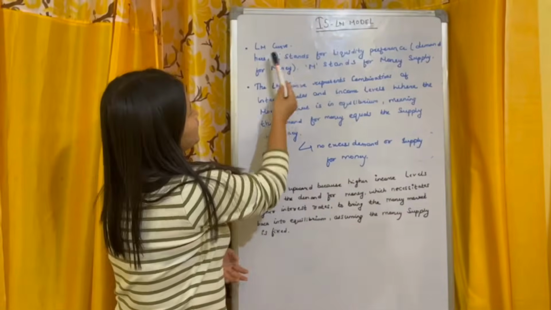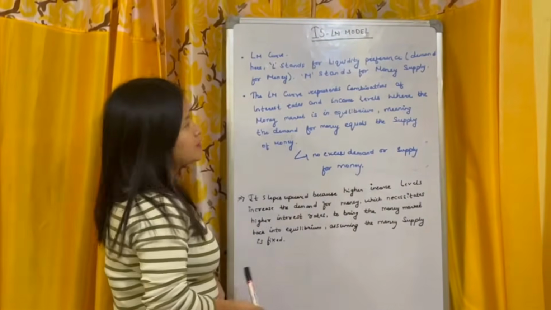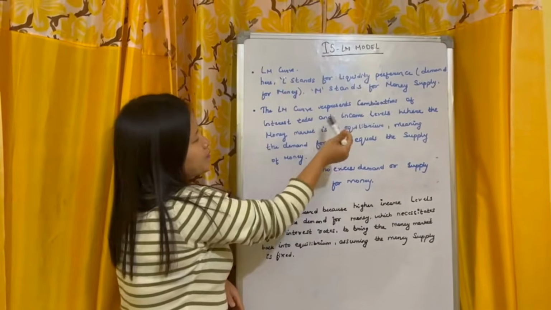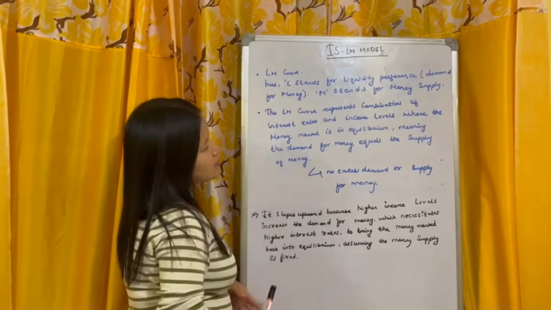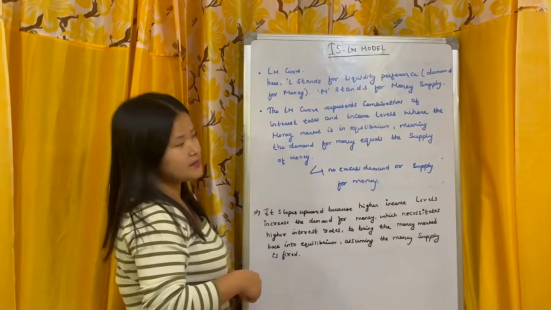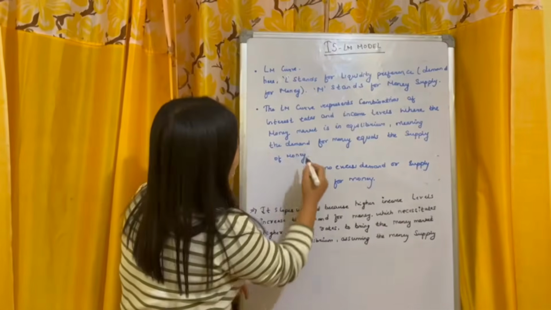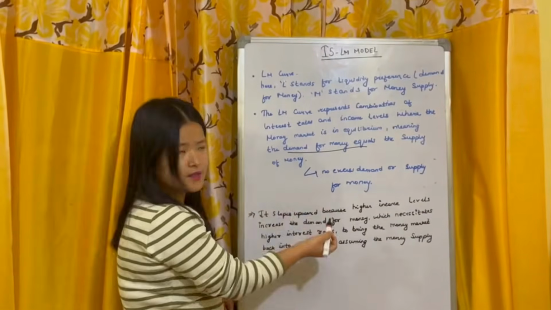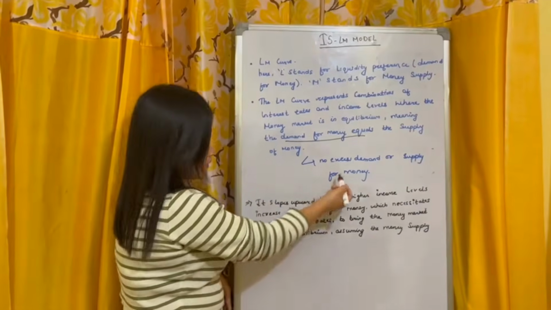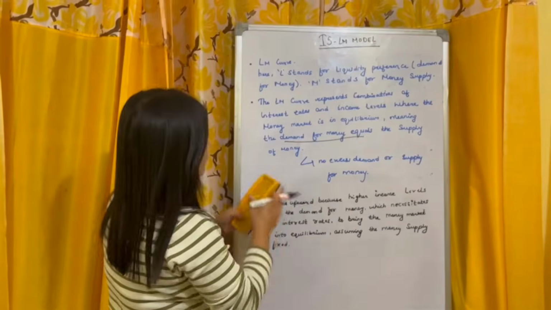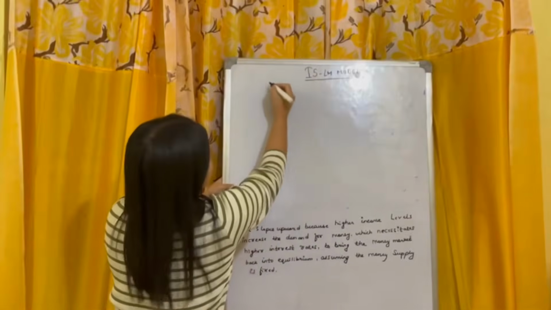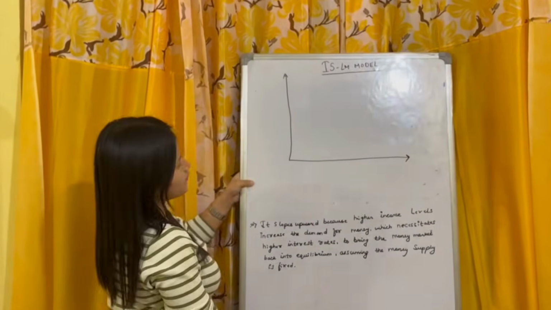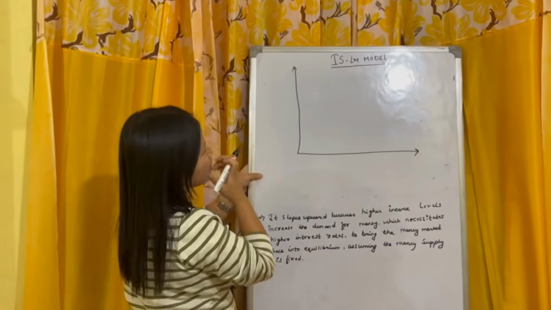Here in the LM curve, L stands for liquidity preference, demand for money, and M stands for money supply. The LM curve represents combinations of interest rates and income levels where the money market is in equilibrium, meaning the demand for money equals the supply of money. There will be no excess demand or excess supply of money. And we can see this graphically. In the LM curve, L represents liquidity preference and M is our money supply.